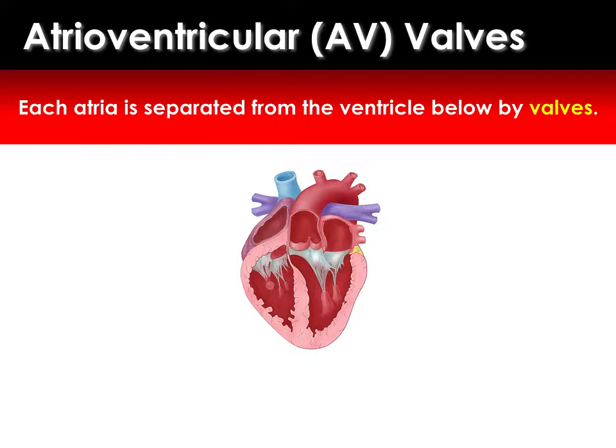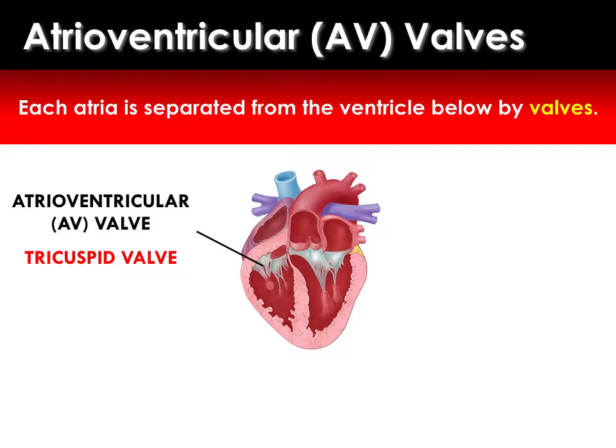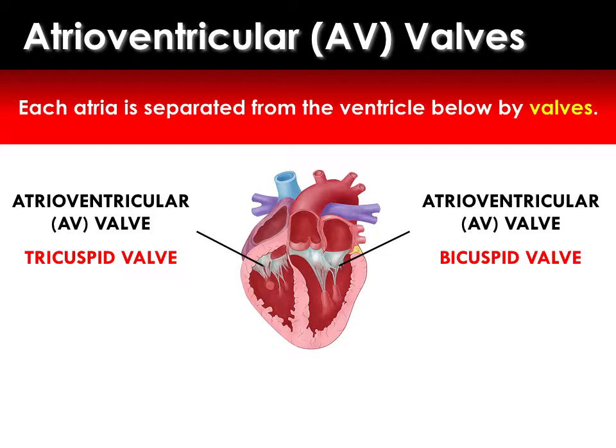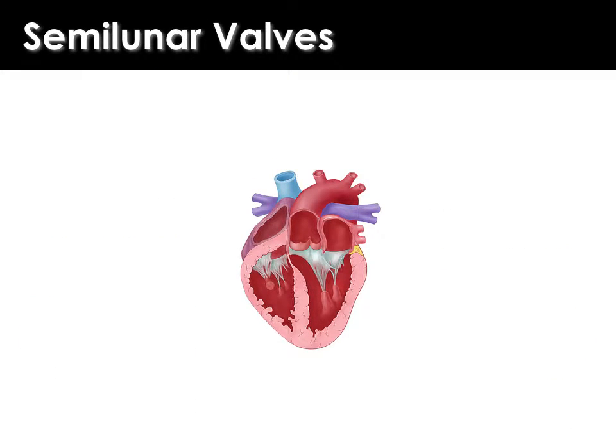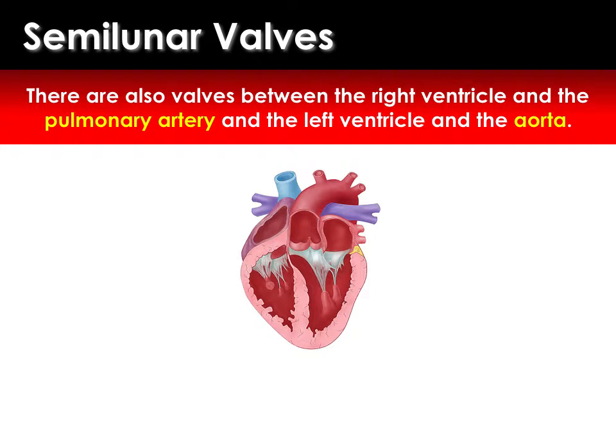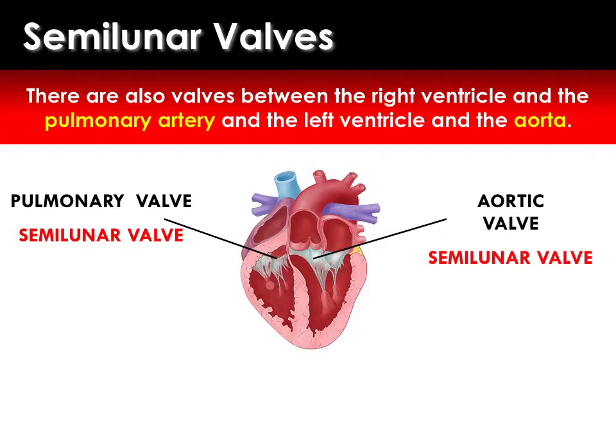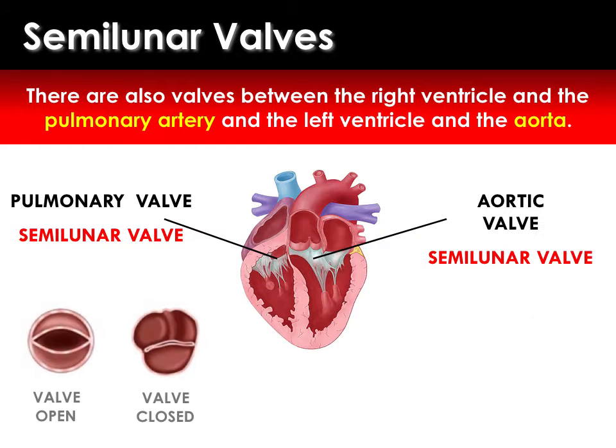Each atrium is separated from the ventricle by valves. These are atrioventricular valves, or AV valves. And there's a tricuspid valve and a bicuspid valve. There are also valves between the right ventricle and the pulmonary artery, and the left ventricle and the aorta. These are called semilunar valves. There's a pulmonary valve and an aortic valve.